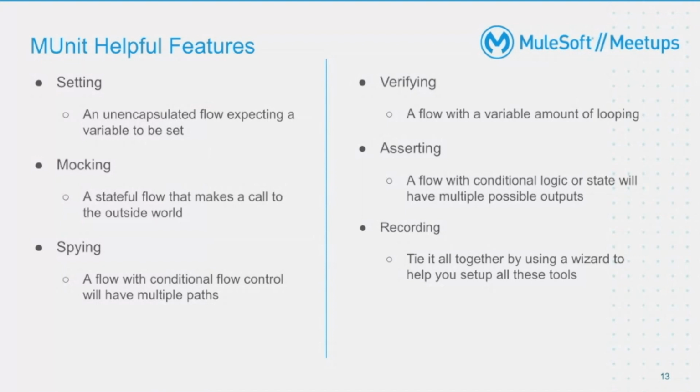And lastly, for the main MUnit tools, you have Asserting. This is basically a way to ensure that a payload or a variable at any point in time is a certain value. So now that you've ensured all your code is working right, let's make sure it actually creates the right result at the end. That's essentially what you're trying to do. Even if your flow has multiple possible results, you can ensure that it has the right result with an assertion for a specific input.